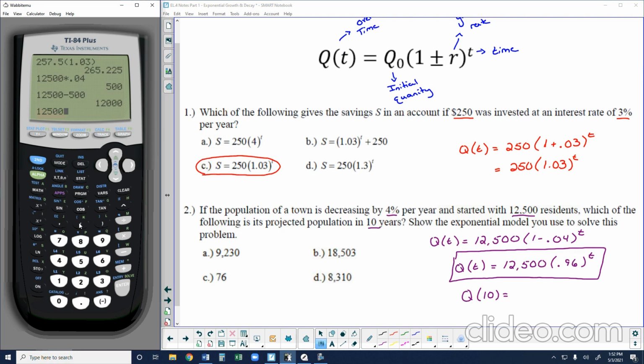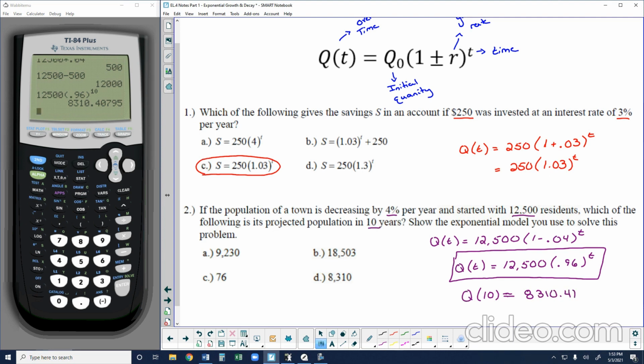12,500 times 0.96 to the 10th power. So Q of t would equal approximately 8,310.41 if we were to round to 2 decimals.